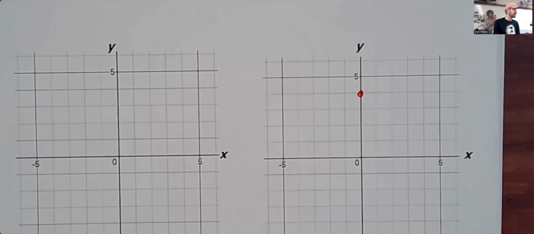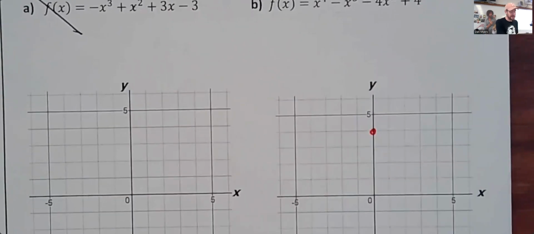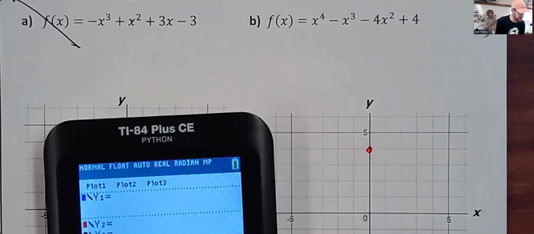Great. Now, we could make this more challenging than it needs to be. We could talk a little bit about making a table of values and figuring things out. Or we could go to our graphing calculator, and we can find some nice numbers on our graphing calculator when we graph it. So let's do that. Go to y equals, type it in.